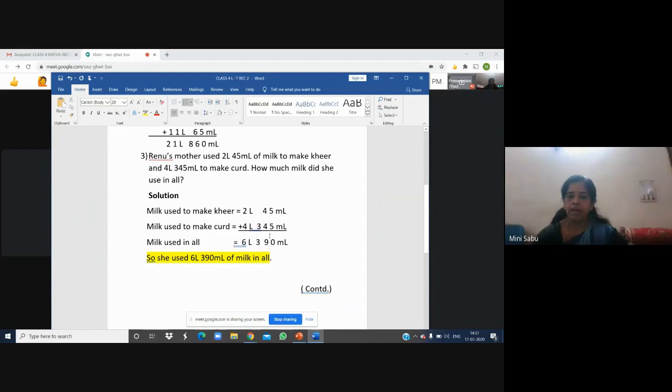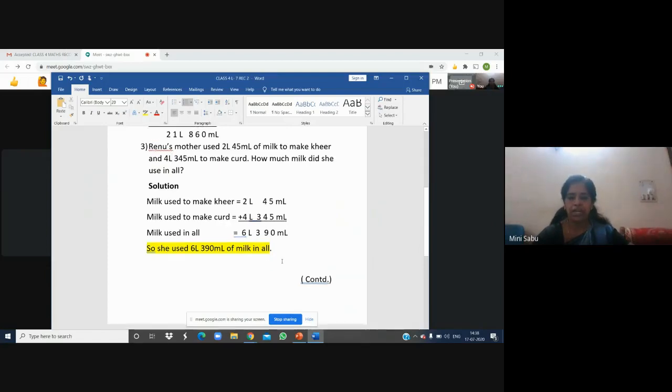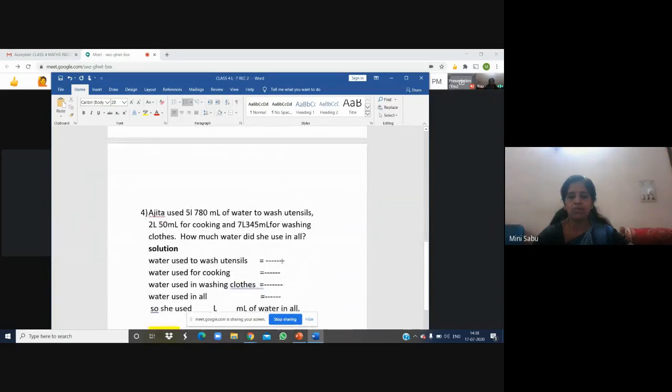Okay, let us add. 5 plus 5 is 10, so 0, carry over 1 here in tens place. 4 plus 4 is 8. In such cases, we can do this way also. 4 2s are 8. 8 plus carry over 1, 9. Then 3 here. And 4 plus 2, 6. 6 liter, 390 milliliter. Don't forget to write liter and milliliter. Only that is the difference. So, she used 6 liter, 390 milliliter of milk in all. Children, did you get idea? This is just like a simple problem solving addition sum.